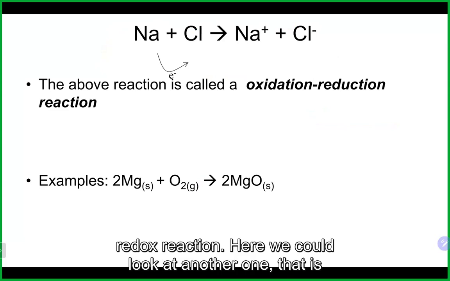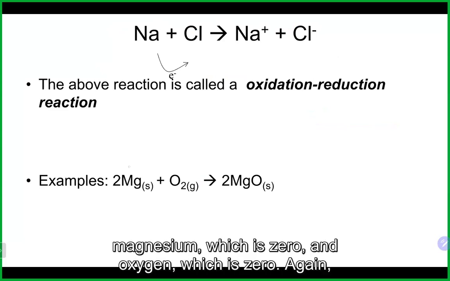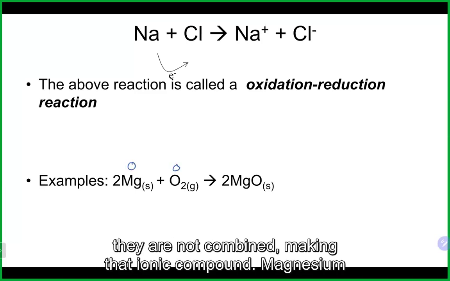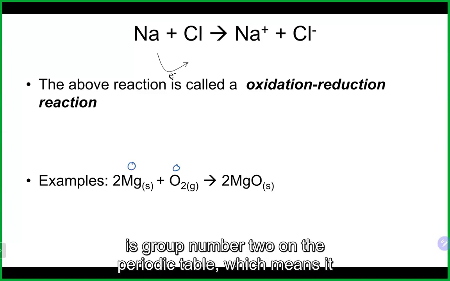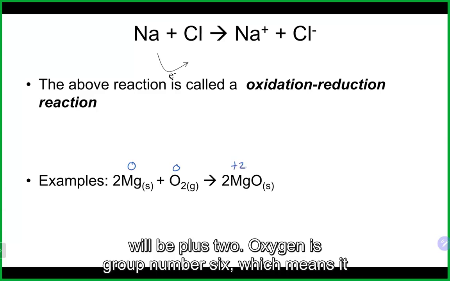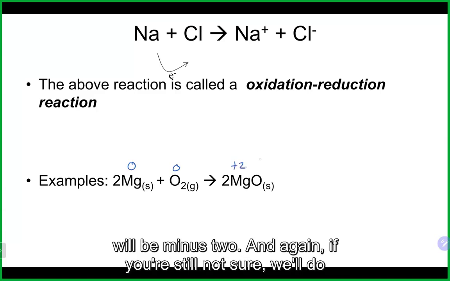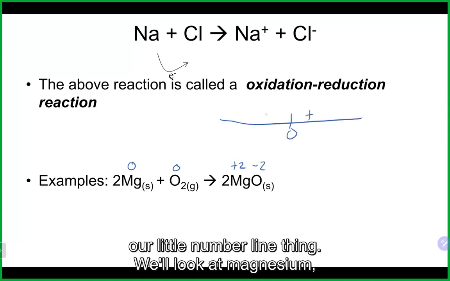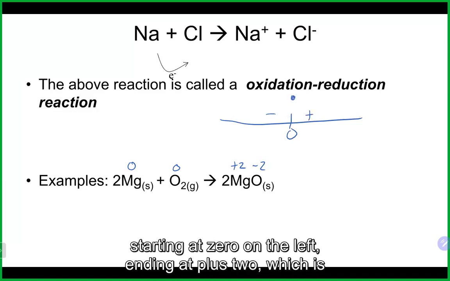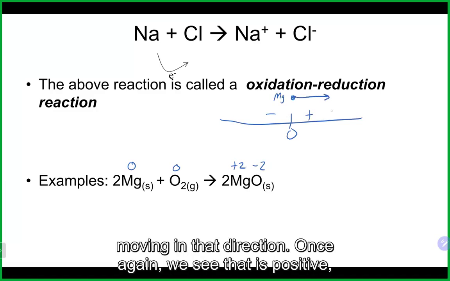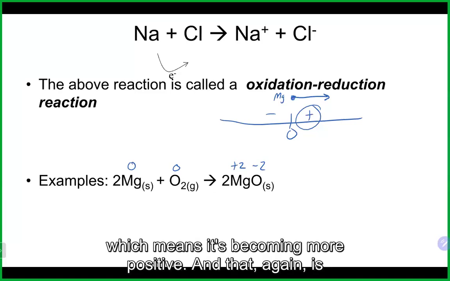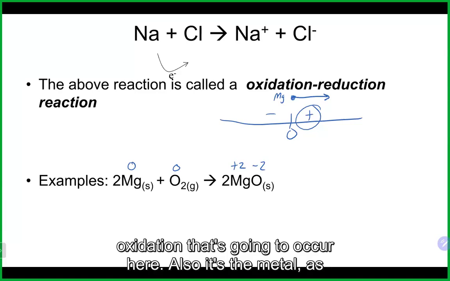Here we could look at another one that is magnesium, which is 0, and oxygen, which is 0. Again, they are not combined, making that ionic compound. Magnesium is group number 2 on the periodic table, which means it will be +2. Oxygen is group number 6, which means it will be -2. And again, if you're still not sure, we'll do our little number line thing. We'll look at magnesium starting at 0 on the left, ending at +2, which is moving in that direction. Once again, we see that is positive, which means it's becoming more positive, and that again is oxidation that's going to occur here.